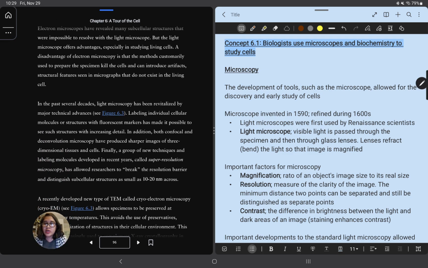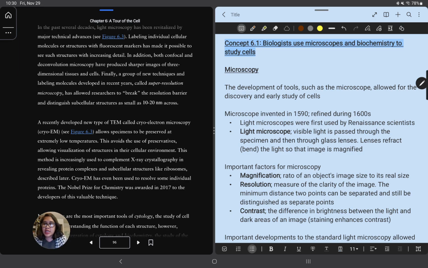Electron microscopes have revealed many subcellular structures that were impossible to resolve with the light microscope, but the light microscope offers advantages, especially in studying living cells. A disadvantage of electron microscopy is that the methods customarily used to prepare the specimen kill the cell and can introduce artifacts, structural features seen in micrographs that do not exist in the living cell.